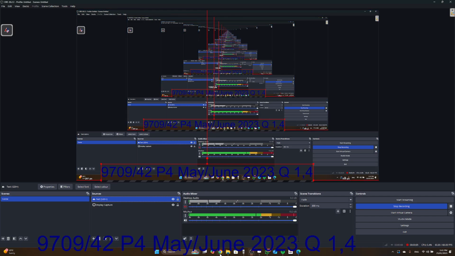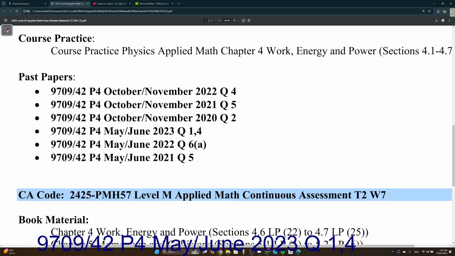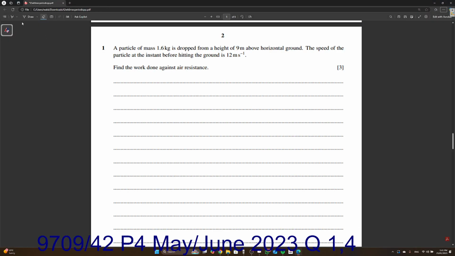It's 9709 part 2, paper 4 mechanics, May June 2023, questions 1 and 4. Okay, so we have question 1. A particle of mass 1.6 kilograms is dropped from a height of 9 meters above horizontal ground. The speed of the particle at the instant before hitting the ground is 12 meters per second. Find the work done against air resistance.